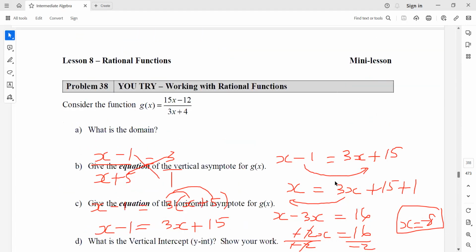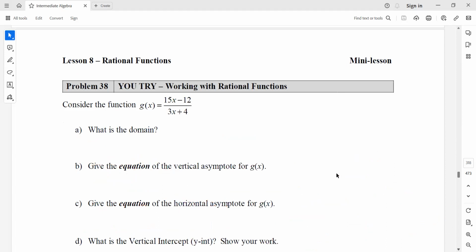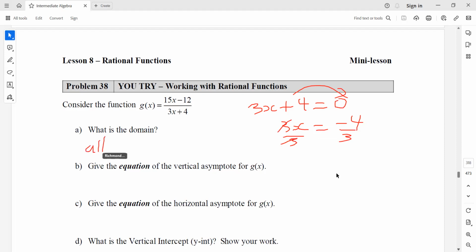Now, this is a you-try problem. Again, you have the same idea. For the domain, you have to solve for x in the denominator when you equate it to 0. So 3x plus 4 equals 0, so 3x equals negative 4. When I move the 4 across, I divide by 3. So x equals negative 4 over 3. So all real numbers except x equals negative 4 over 3. So this becomes your domain.